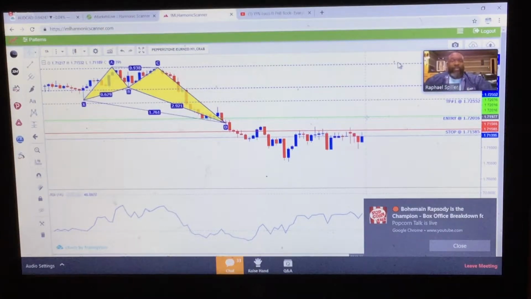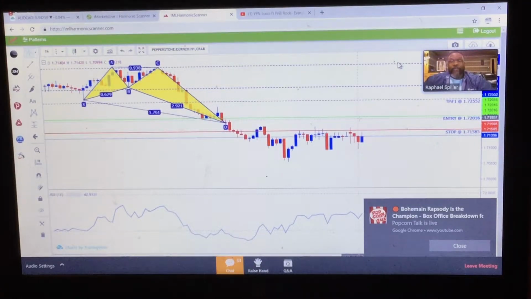Now what we're going to do is not have you watching your chart all day. You can set your call level alerts when you're looking at a trade like this, and when that trade gets into the zone where you were looking for it to, especially on the harmonic scanner, you want to know when it's going to get into that zone.